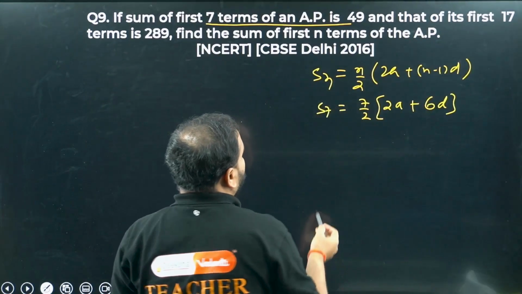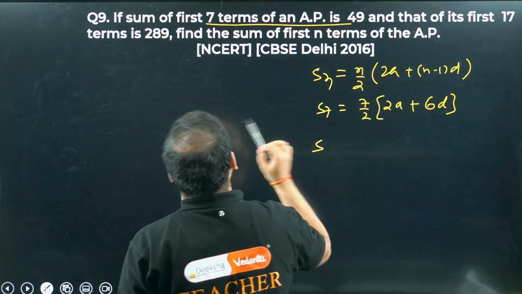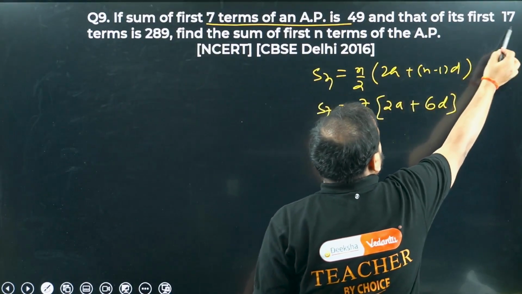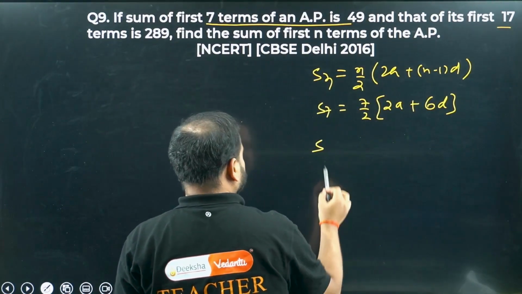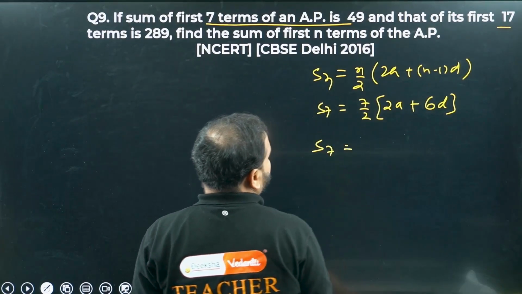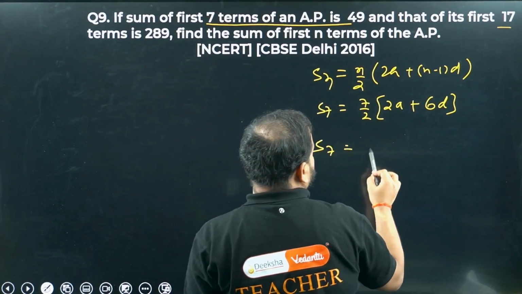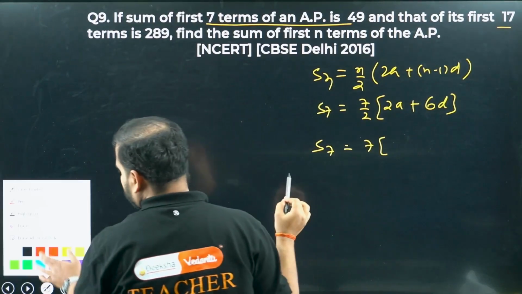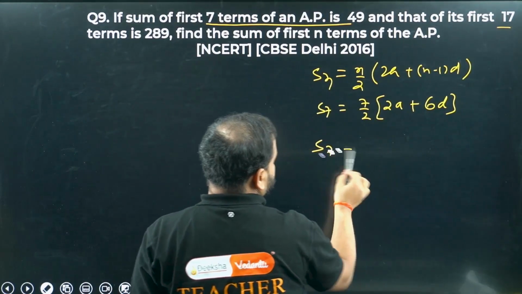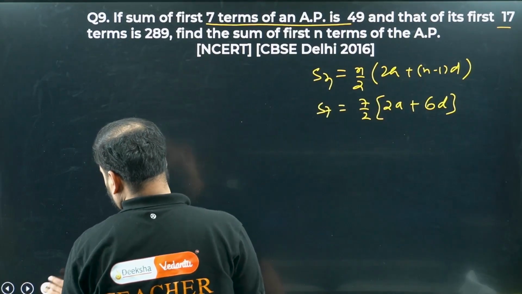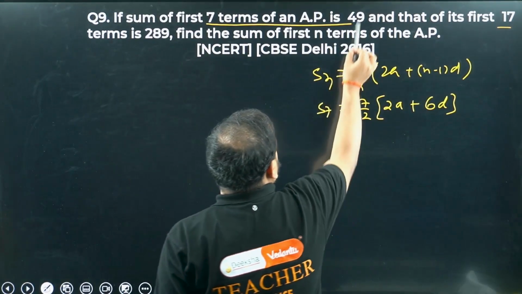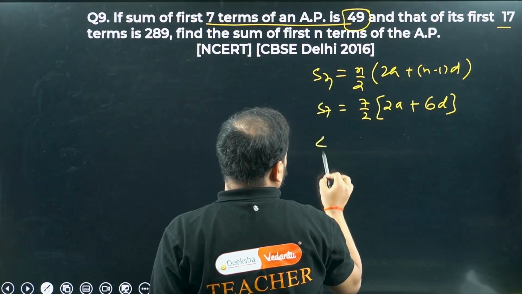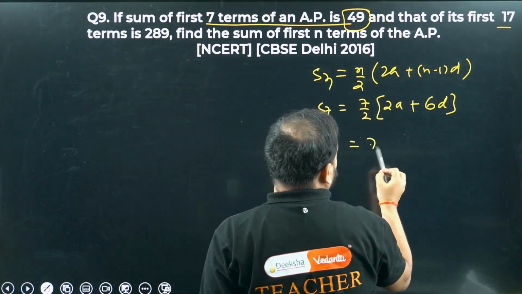Now write S of what? 7 is there. In this case, use 17 now. Okay. Before that I can simplify this. S7 equals to what? Cancel this. 7 and I can take here 2 common. I can write one less step. S7 is how much? 49. So right here, 49 equals to 7 by 2 is there, no?